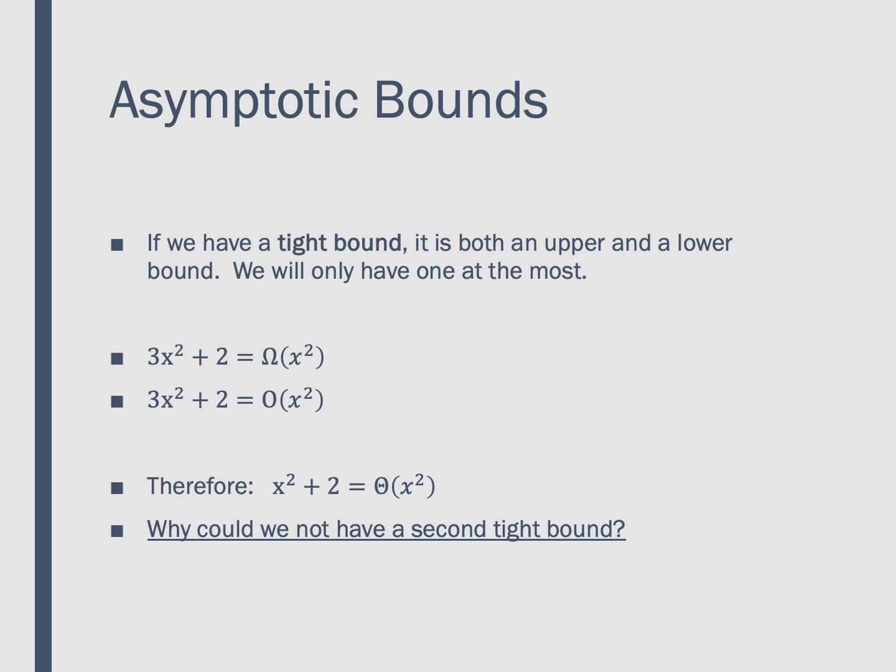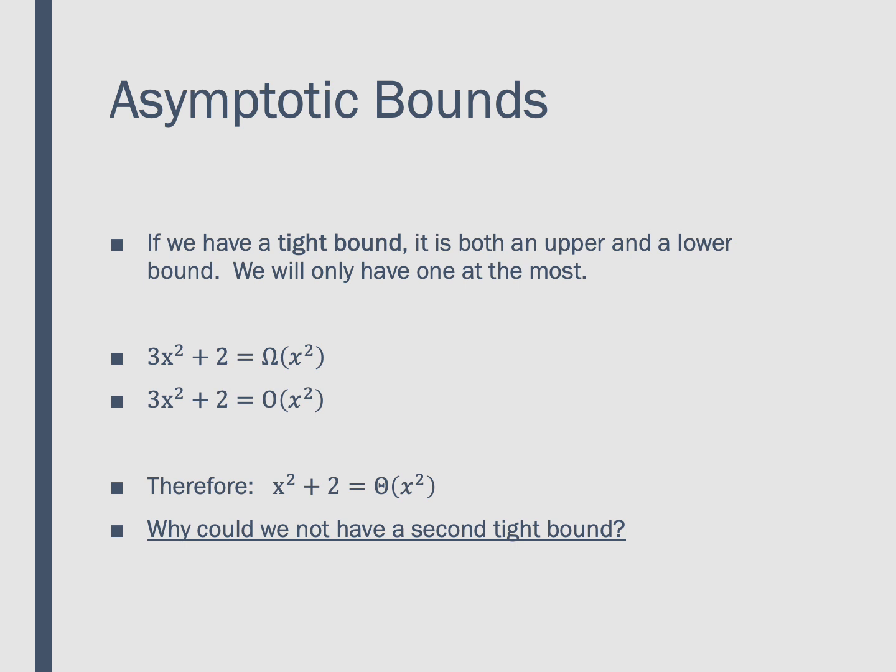Let's talk more about tight bounds. A tight bound represents the most precise characterization of a function's growth. When we have a tight bound, it means the function has the same upper and lower bounds. This is the case where we use big theta notation.